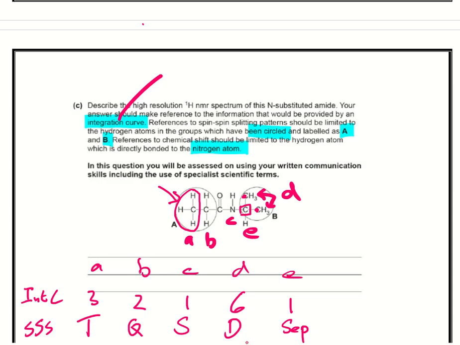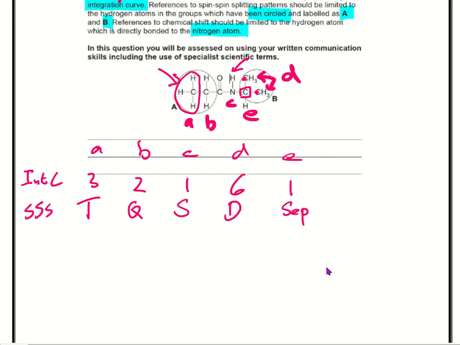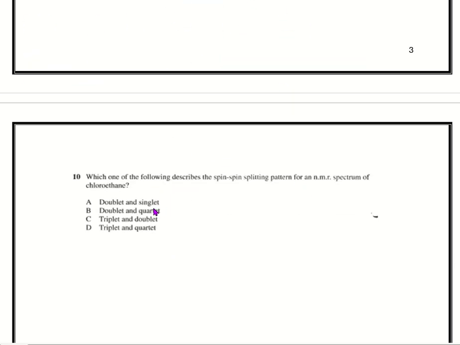Then it asked me about chemical shift, but only for this particular hydrogen, which is directly bonded to nitrogen, a very electronegative group. Therefore, that hydrogen will be highly de-shielded and it will be very downfield. I haven't got a table here with me now, but C will be the most downfield, probably between 10 and 12 chemical shift value. And that's your answer. If you get all that information in and explain it reasonably well, you should get all of your marks.